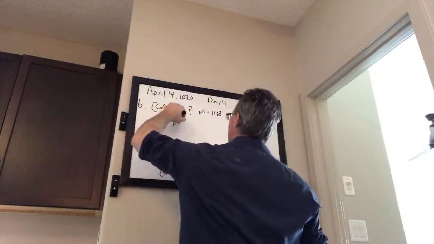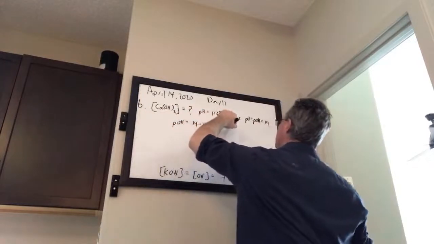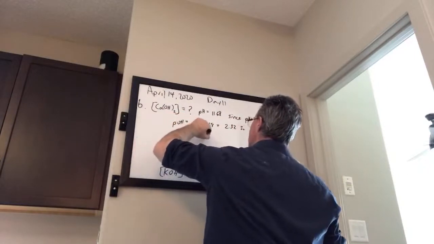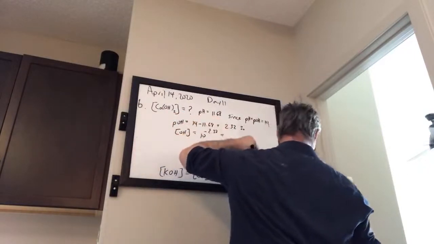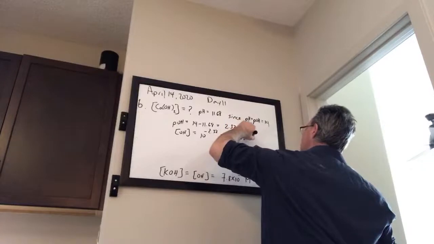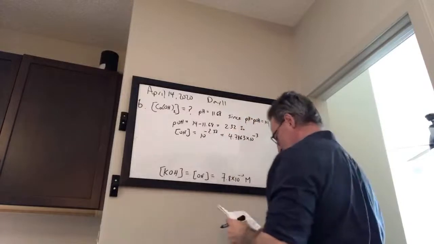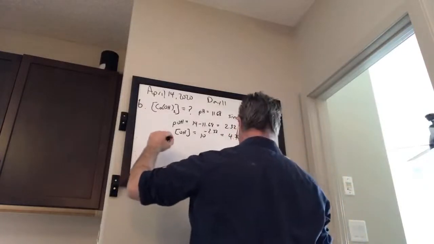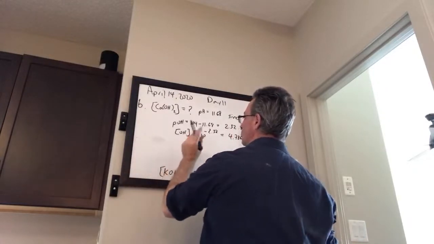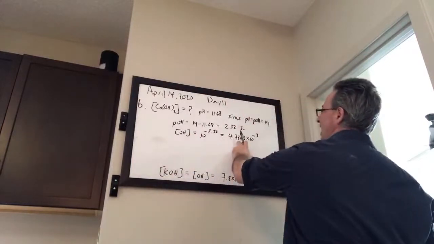Therefore the pOH is going to be equal to 14 minus 11.68, which gives you 2.32. Therefore the OH concentration is going to be 10 to the negative 2.32, which gives you 4.7863 times 10 to the negative 3. Now, calcium hydroxide concentration will be half of that, because one equivalent of calcium hydroxide yields 2 equivalents of hydroxide. So take half the concentration of that.